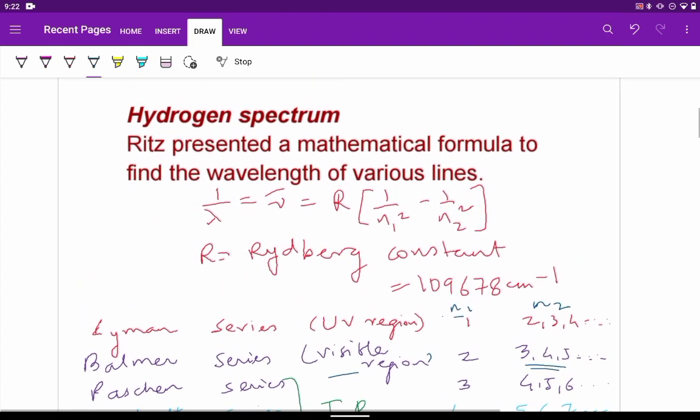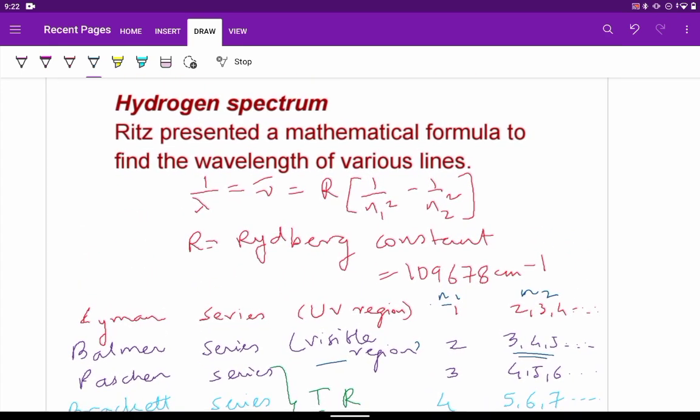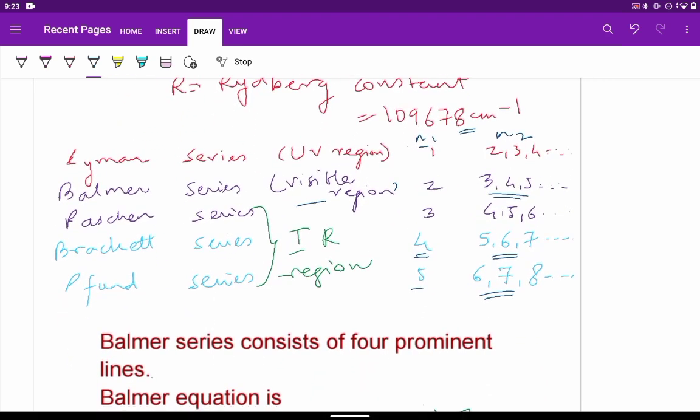Now for all these, Rydberg has presented a mathematical formula to find the wavelength of various series. We can use this formula: 1 by lambda is equal to nu bar equals R into 1 by n1 square minus 1 by n2 square, where R is the Rydberg constant whose value is 109678 centimeter inverse. So n1 and n2 we know. For different series, as we have just seen, n1 and n2 values are different. So like that we can find out the wavelengths using this equation.